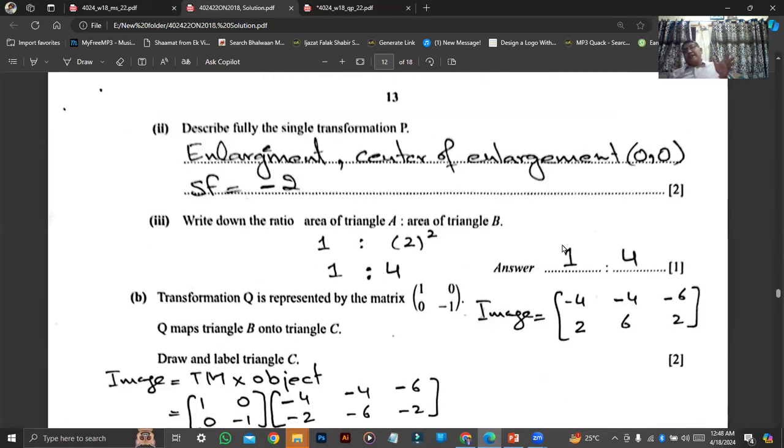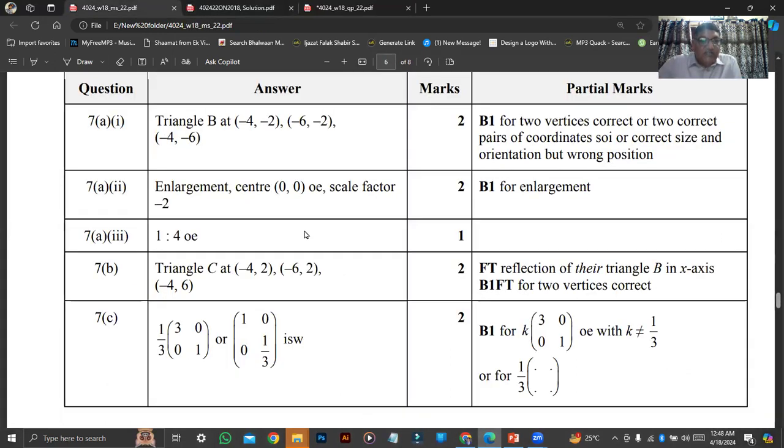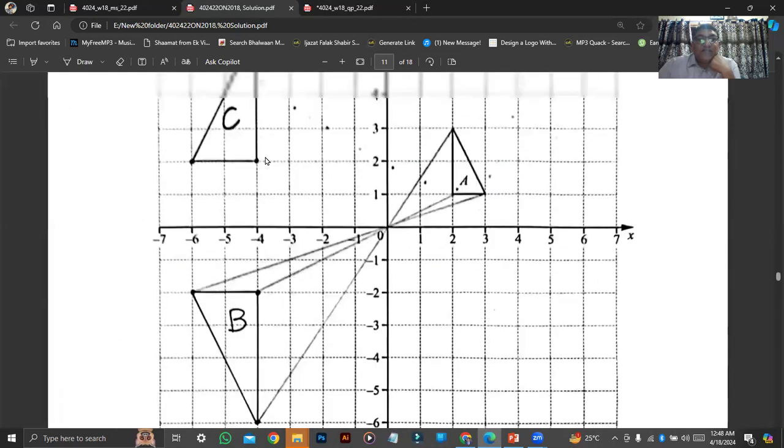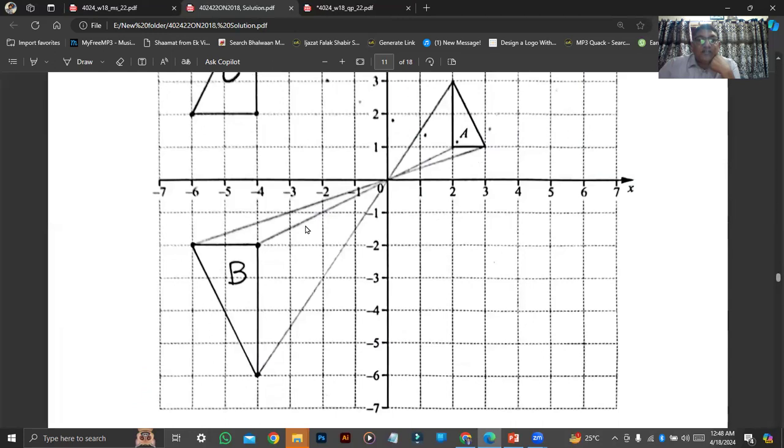So P is basically an enlargement, the center of the enlargement is 0, 0, and the scale factor is -2. Enlargement, center 0, 0, scale factor -2. I hope you understand how this is done, and you can see on the graph, this is how we found it.